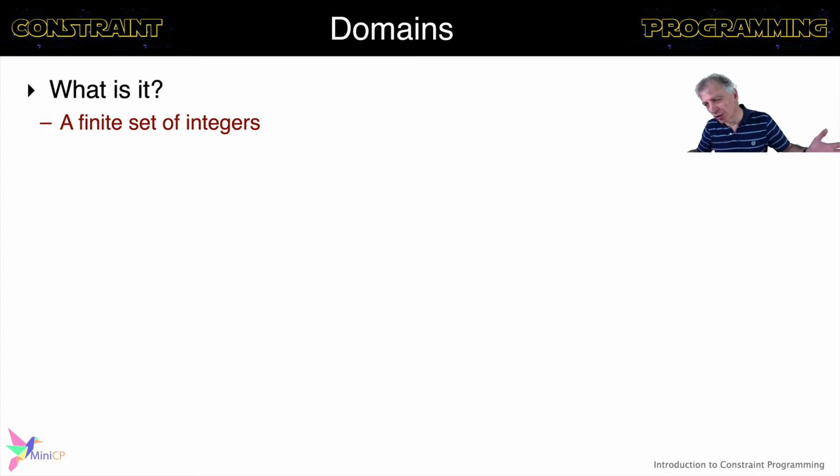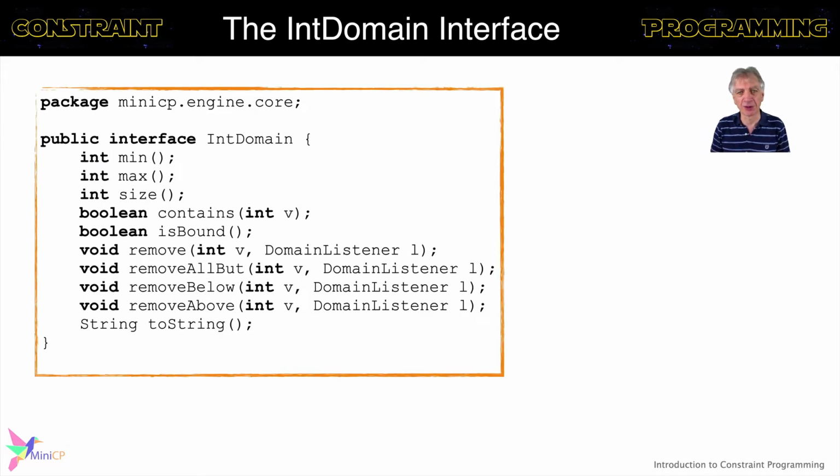There are other domains in constraint programming, but we are not going to talk about them in this set of videos. So this is the interface of a domain. It has methods to query the domain and methods for changing the domain. So the first 5 are for querying the domain. The names really indicate what they do. This is for finding the min value in the domain, the max value in the domain, the size of the domain. This method here is to find out if the value v is inside the domain or not.